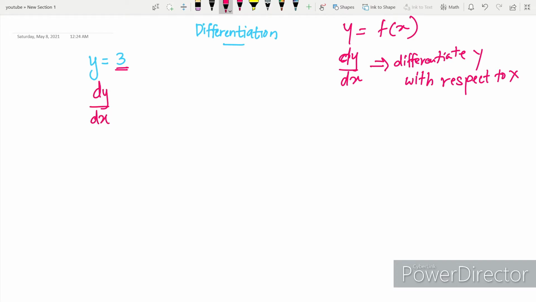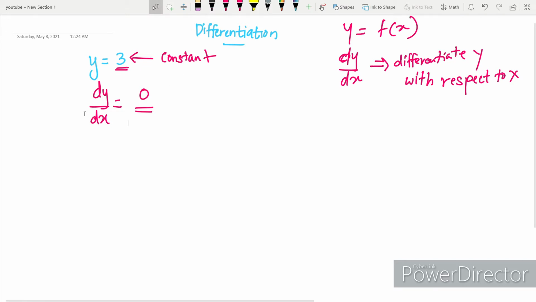dy over dx, and you can't see an x here. So if you are to differentiate a constant like this, if you differentiate a constant, you will get 0. Is that clear? Okay, so that's the first thing you should know. If you differentiate a constant, then it's 0. Moving on, so that's like the basic of differentiation.